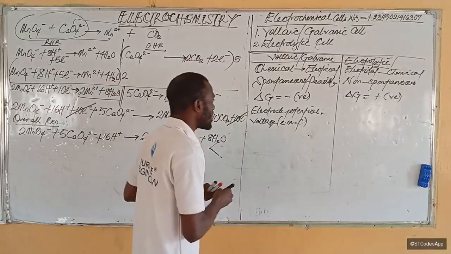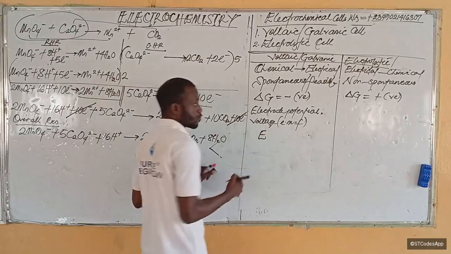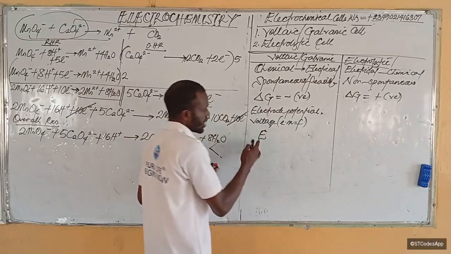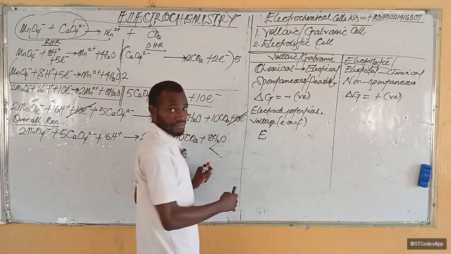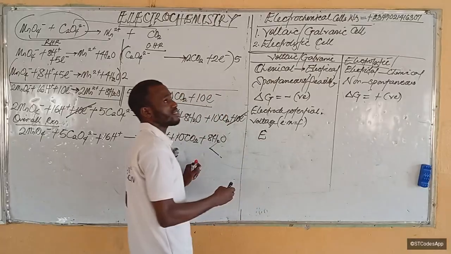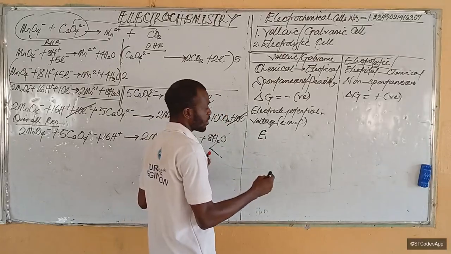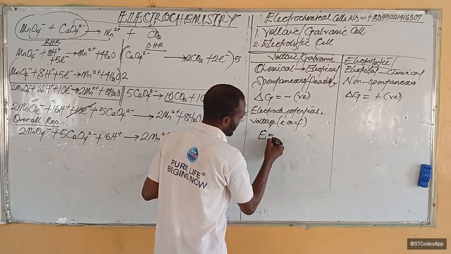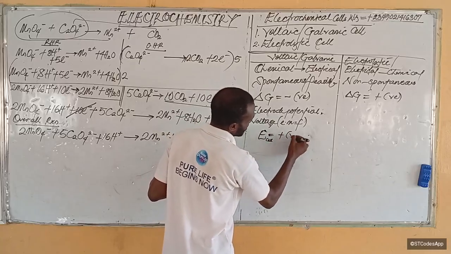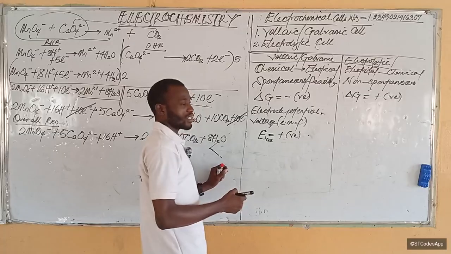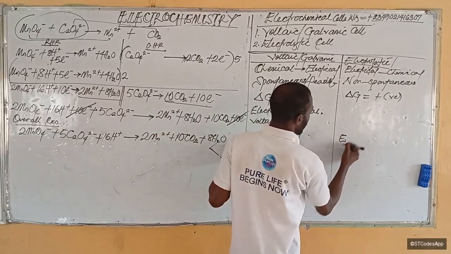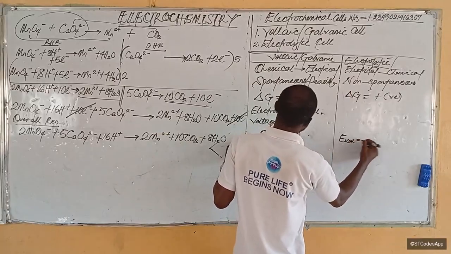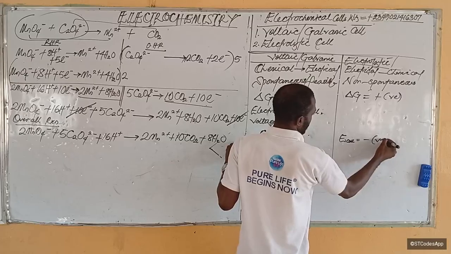Now I'm going to show you the relationship between them in an equation. If the value for E cell is positive, that's what I wanted you to remember, then your reaction is spontaneous. But for a non-spontaneous reaction, or for an electrolytic cell, the E cell is negative.